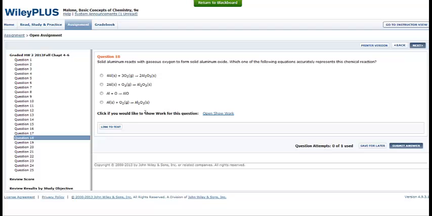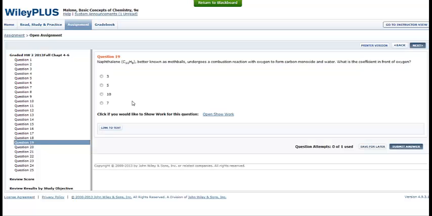Okay, so we've got to look to see if this is balanced. 1 aluminum there, 2 aluminums there, not balanced. O2 there, 3 there, not balanced. 4 aluminums, 3 O2s, 2 times 3 O3, that's balanced. By going through this step by step, you see the only answer there that could be right is that first one for question 18.